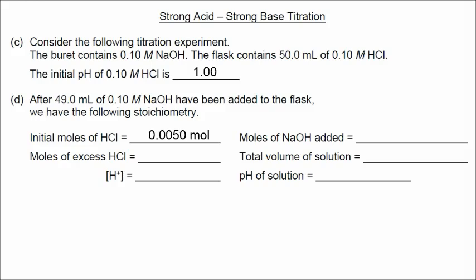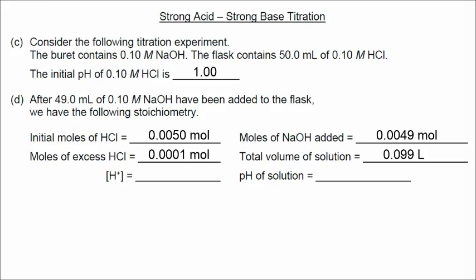We're going to get to the point where we add 49 milliliters of our titrant. So that would correspond to 0.0049 moles of sodium hydroxide. Now we have not reached the equivalence point. In fact, we are 1 milliliter away from the equivalence point. There is excess HCl. We subtract 0.005 minus 0.0049. So this represents the amount of excess HCl, 0.0001 moles. The total volume is 50 milliliters plus 49 milliliters. That's 99 milliliters or 0.099 liters.